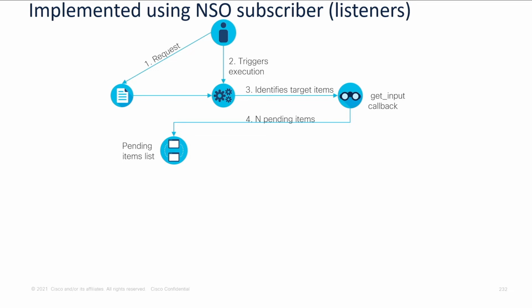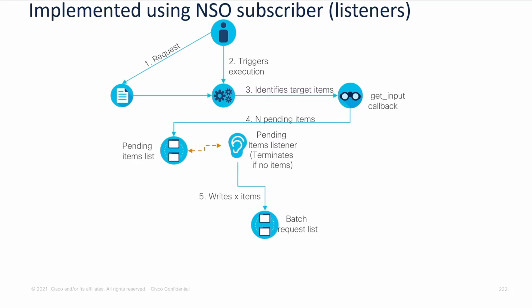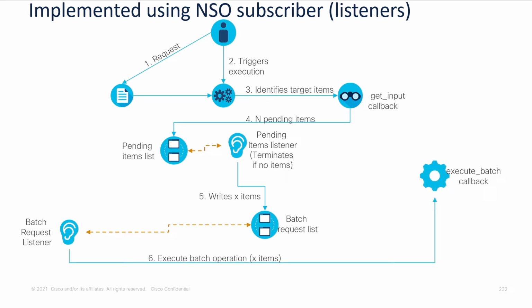This is where there will be a listener listening to incoming changes. When there's a change happening in this list, what it does is it gets the first X items, depending on the batch size, right? And then it writes into another list called batch request list. And there will be, again, another listener, which then triggers the user code execution using these X items out of those N, right? And then this is where we write our custom code.